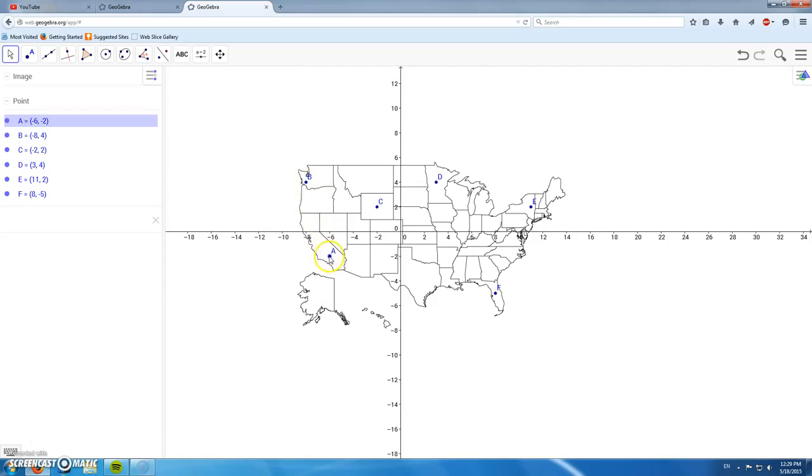So we have points A, B, C, D, E, and F on the map of the United States, and let's just say Bob is starting his destination at A, and he's taking a trip to each of these points. So let's say he goes from San Diego, California, to Olympia, Washington, to Cheyenne, Wyoming, to St. Paul, Minnesota, to Albany, New York, and to Tallahassee, Florida.